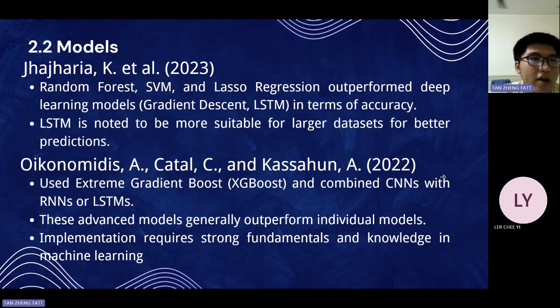In the study of Jajaria, random forest, support vector machine, and lasso regression outperform deep learning models in terms of accuracy. LSTM, long short-term memory, is noted to be more suitable for larger datasets for better prediction. In the study of Oikonomidis, he used extreme gradient boost and combined CNNs with RNNs or LSTMs. These advanced models generally outperform individual models, but the implementation requires strong fundamentals and knowledge in machine learning.